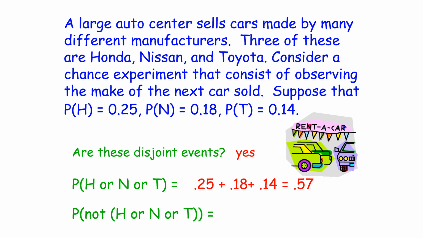So what is the probability of not H or N or T? Well, we're going to take 1 and subtract the probability of H or N or T, which was 0.57, and that's going to give us 0.43. And that's how our addition rule for disjoint events works.